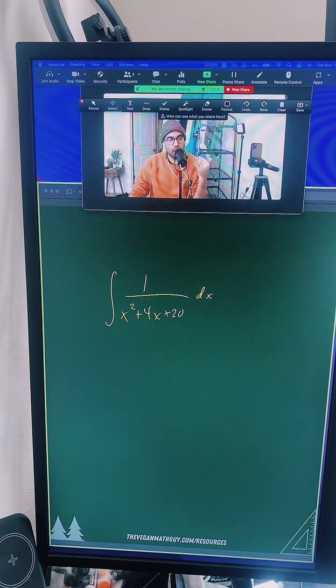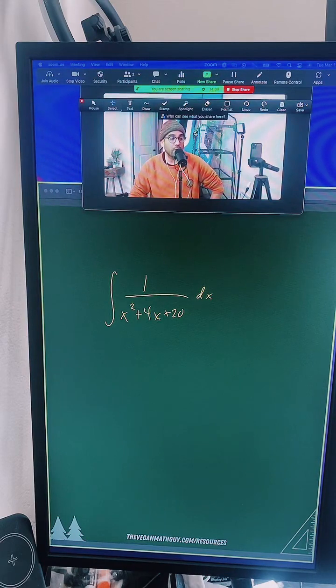What are two numbers that multiply to 20 and add to positive 4? I don't think I can find anything, because it's 2 and 10, 5 and 4, 1 and 20, and that's pretty much it. You could always try it. You can technically use the quadratic formula, but you're just going to end up with factors that have all these radicals, so partial fractions might not be the best method.